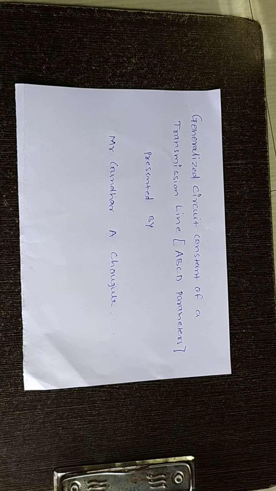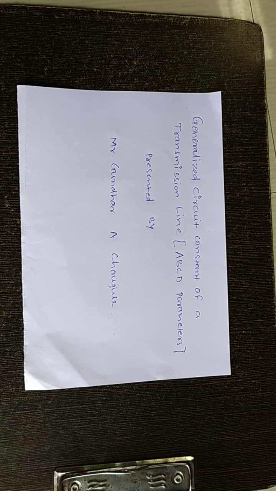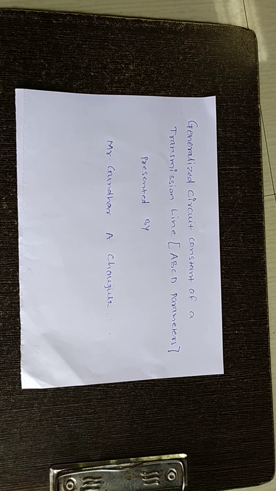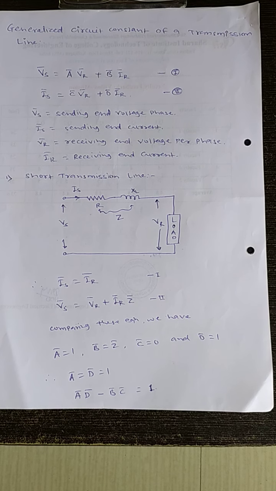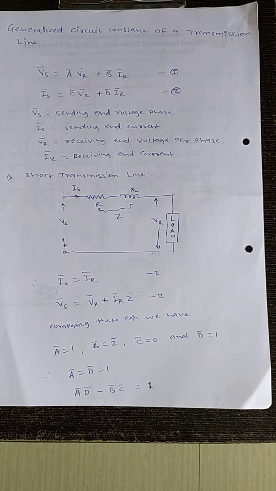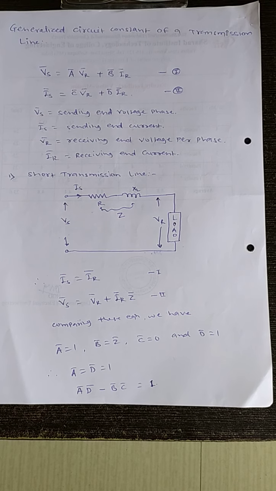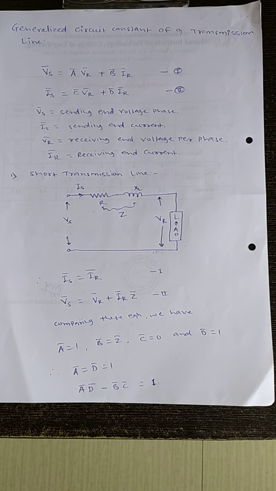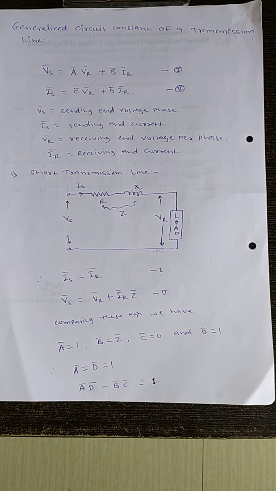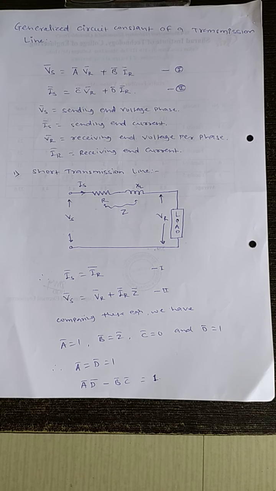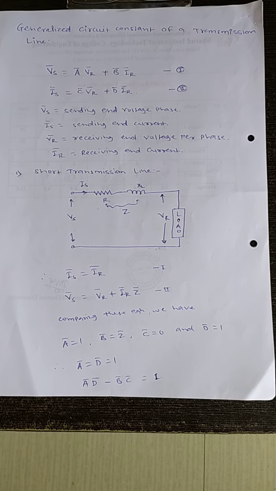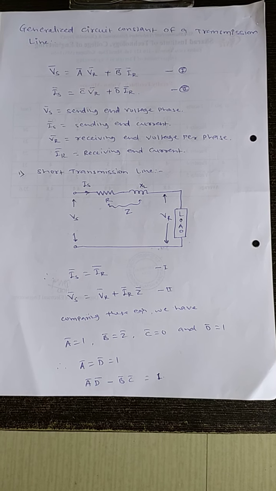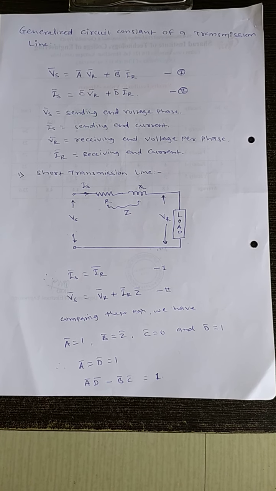Today we are going to discuss the generalized circuit constants of a transmission line, that is, the ABCD parameters of the transmission line. The first and second equations show the standard sending end voltage and sending end current equations. A, B, C, D are the parameters of the transmission line. Vs is the sending end voltage per phase, Is is the sending end current, VR is the receiving end voltage per phase, and IR is the receiving end current.